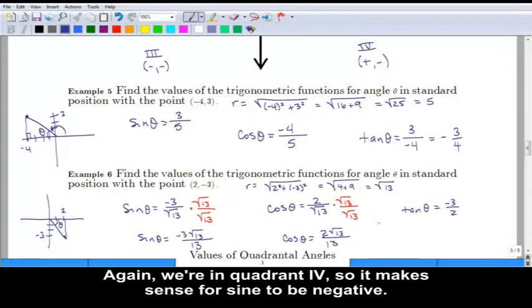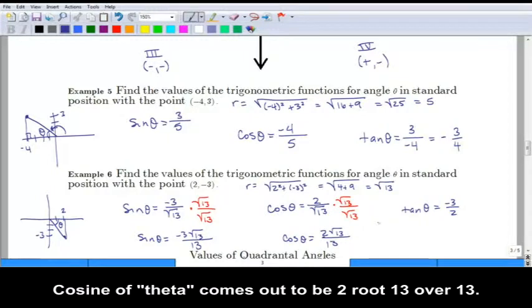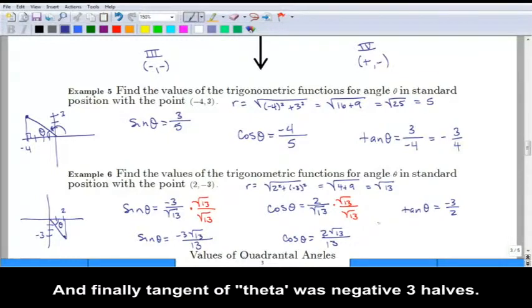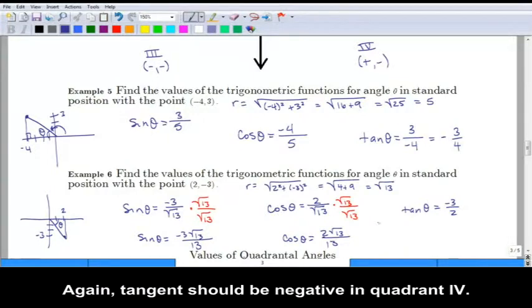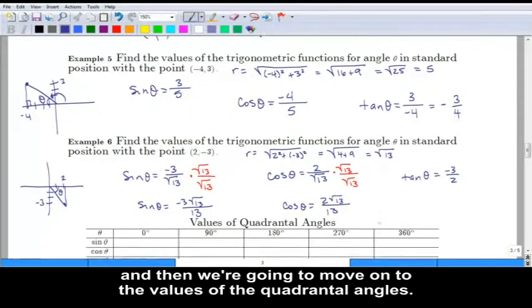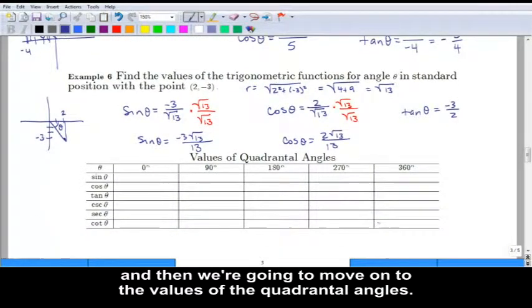Cosine of theta comes out to be 2 root 13 over 13, and again, cosine should be positive in quadrant 4. And finally, tangent of theta was -3/2. Again, tangent should be negative in quadrant 4. The only one that should be positive is cosine. So take a second, make sure everything makes sense, and then we're going to move on to the values of the quadrantal angles.